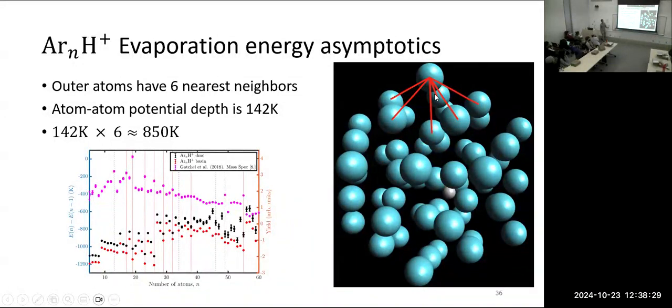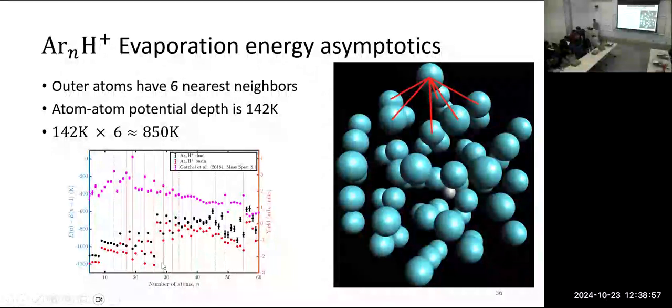Most of the energy that top atom contributes comes from the interaction with its nearest neighbors. It turns out that the atom-atom interaction for each of these pairs of atoms is 142 Kelvin of binding energy, so 6 times 142 is about 850 Kelvin. And you also have to account for the fact that there's zero-point kinetic energy.